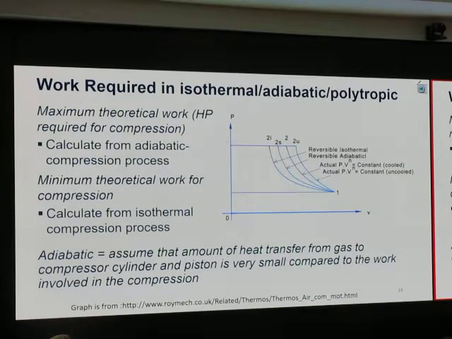For the actual phenomena, we have PV to the power of n equal to constant. If we cool it down, have an interstage cooler, we have that line. If we don't have an interstage cooler, we have another line. The interstage cooler gives us less horsepower required.